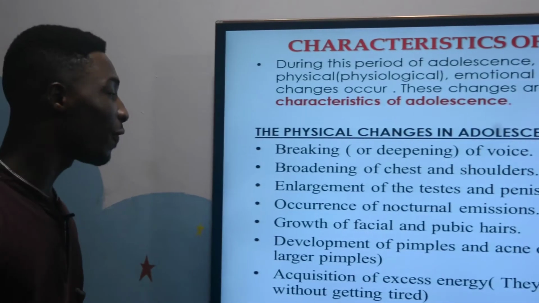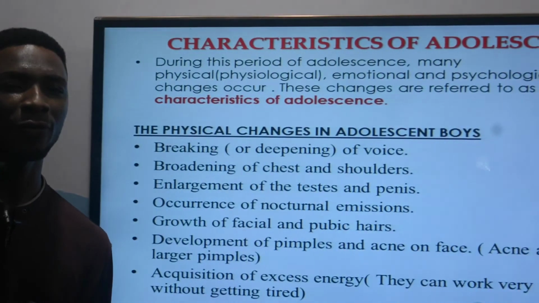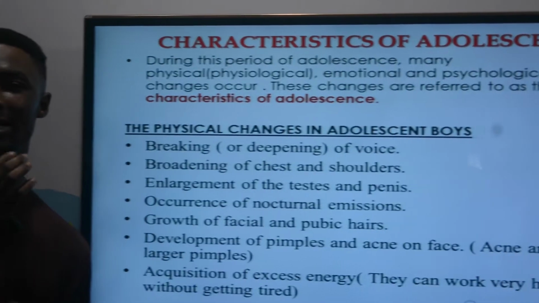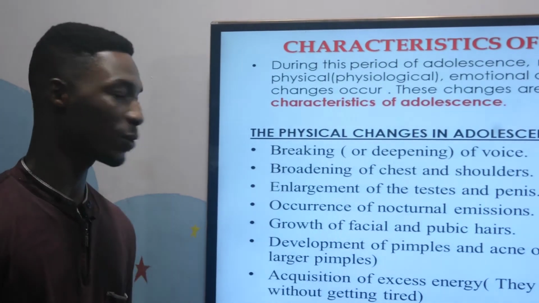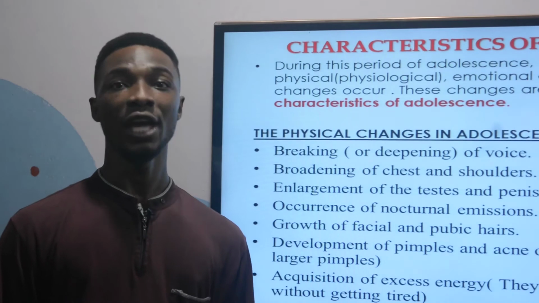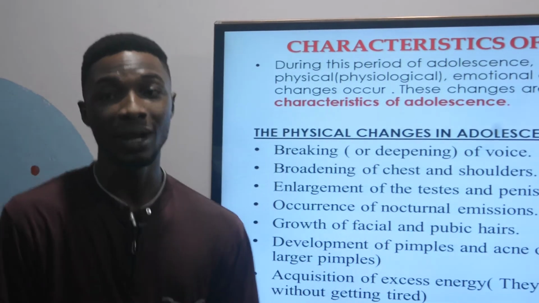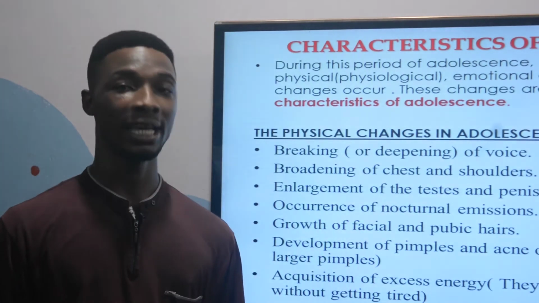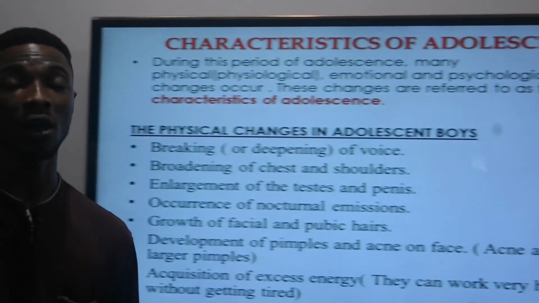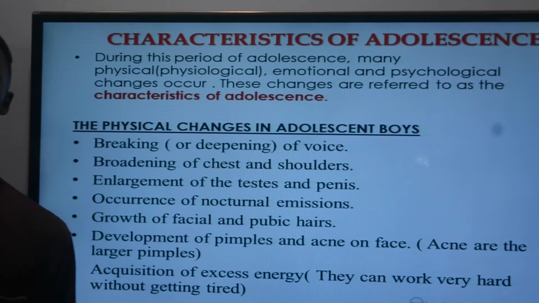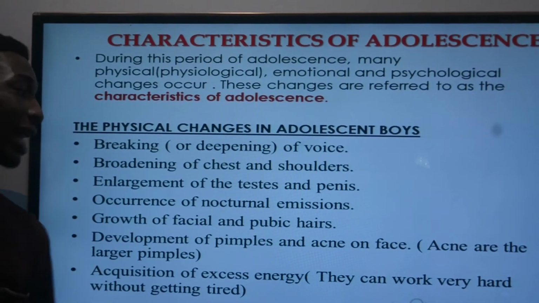There is also growth of facial and pubic hairs. You start to experience some growth of tiny hairs on your face, like mustache, hairs on the cheek, and also hairs at the private part. You also start to experience outgrowth of hairs on your arms, your legs, and thighs. Development of pimples and acne on the face also occur. There are large pimples and acne that grow on the faces at this stage.